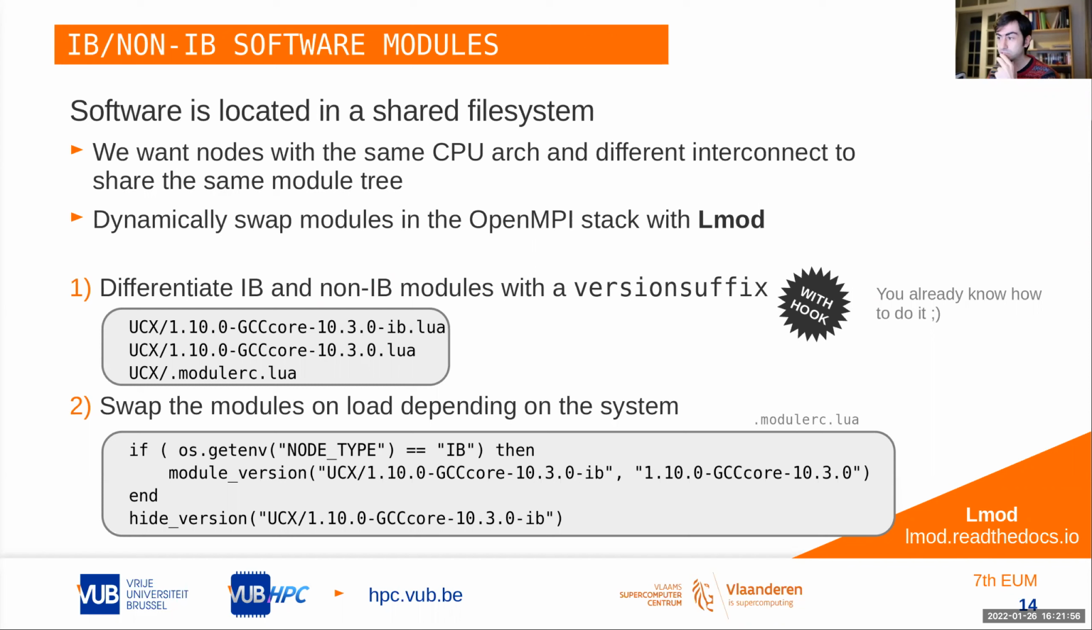As you can see at the bottom of the slide, that's the modulerc file that we use, and it basically checks one environment variable that will tell if the host system supports InfiniBand. If that's the case, we change the version of the module being loaded to the one that supports InfiniBand. And as a general measure, we always hide the versions with InfiniBand support, just to avoid cluttering the results of module spider and that kind of stuff. So this becomes something that is completely seamless to the users.